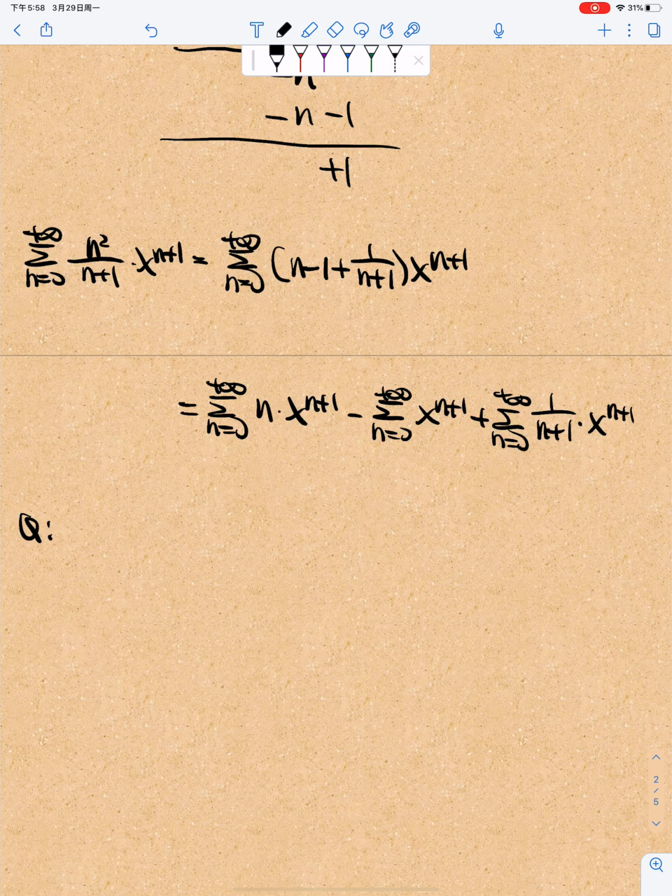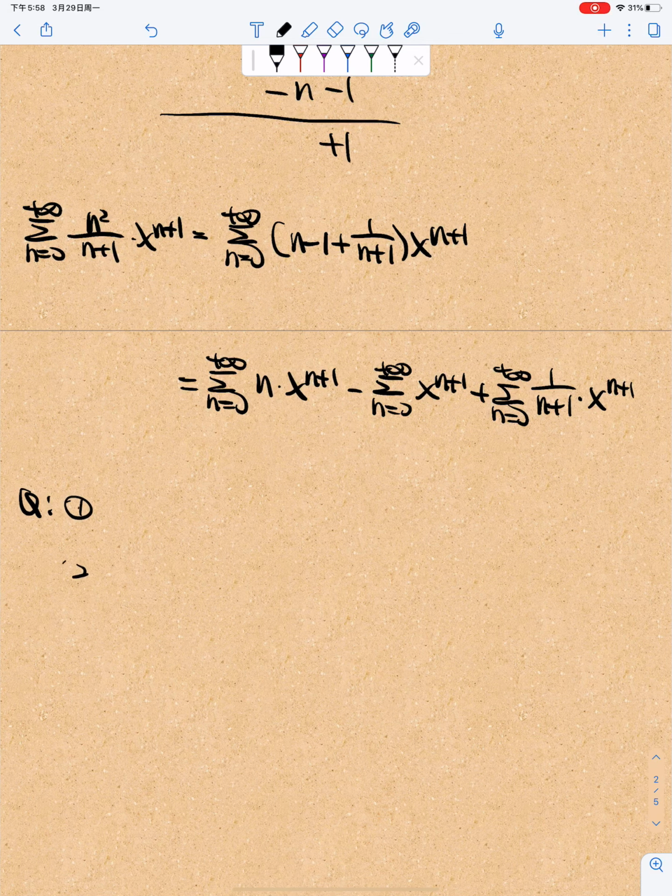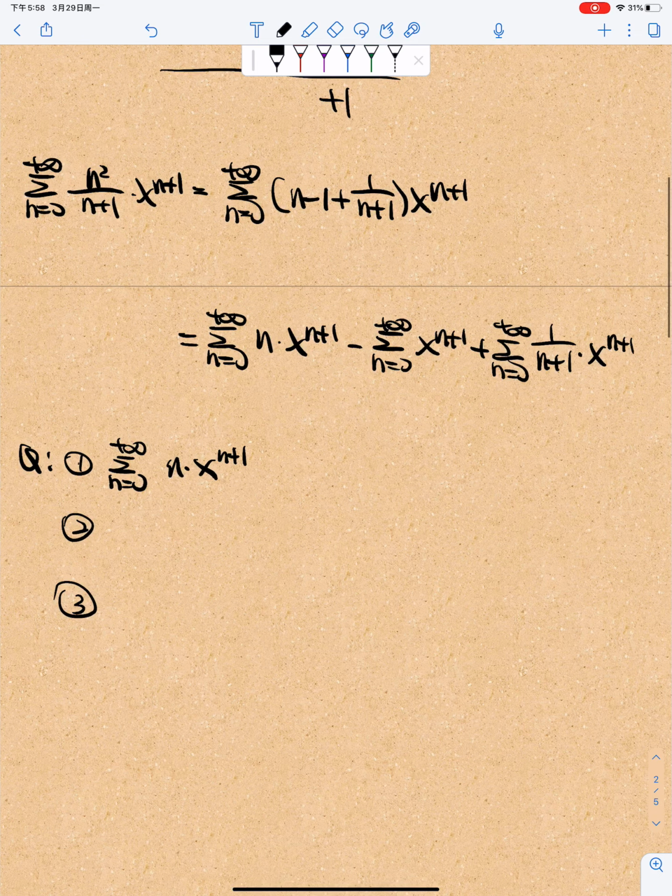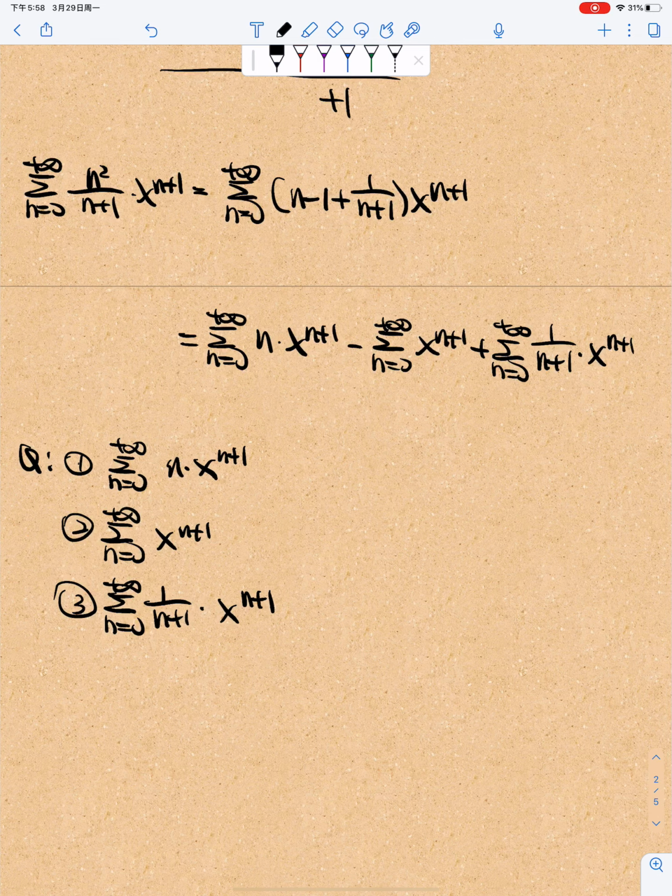Now our question becomes the following. We want to figure out what the functions are that represent the following three power series: sigma n times x to the n plus 1's power, sigma x to the n plus 1's power, and sigma 1 over n plus 1 times x to the n plus 1's power.